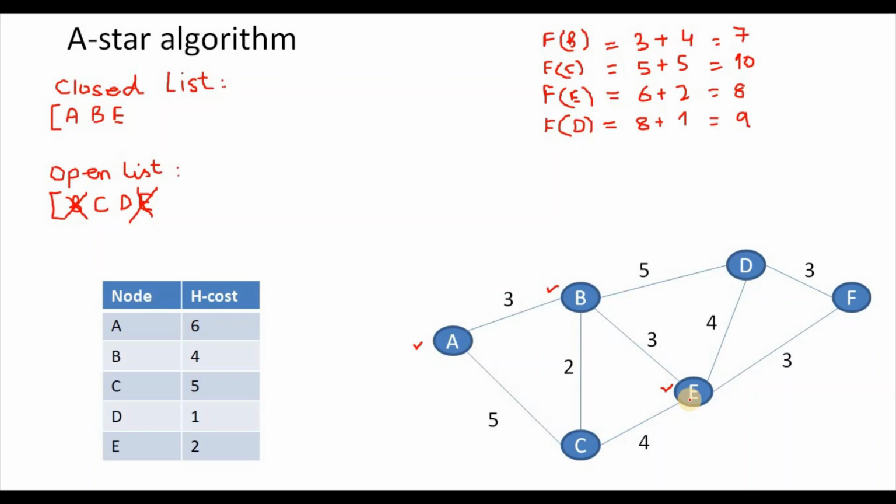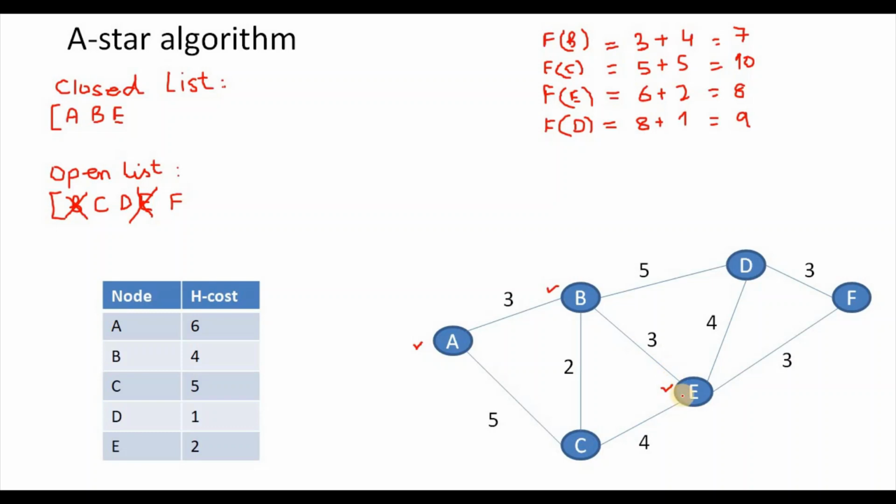From here we explore its neighboring nodes which are not yet visited. So it has a node C, node B, D, and F. B has been already visited. C has already been discovered. It's in the open list. And then we have D and F. D has already been discovered, it's already in the open list, but F is a new node. So let's now put these new nodes in the open list. So we have D and C is already there, but we have F that has to be placed here in the open list.